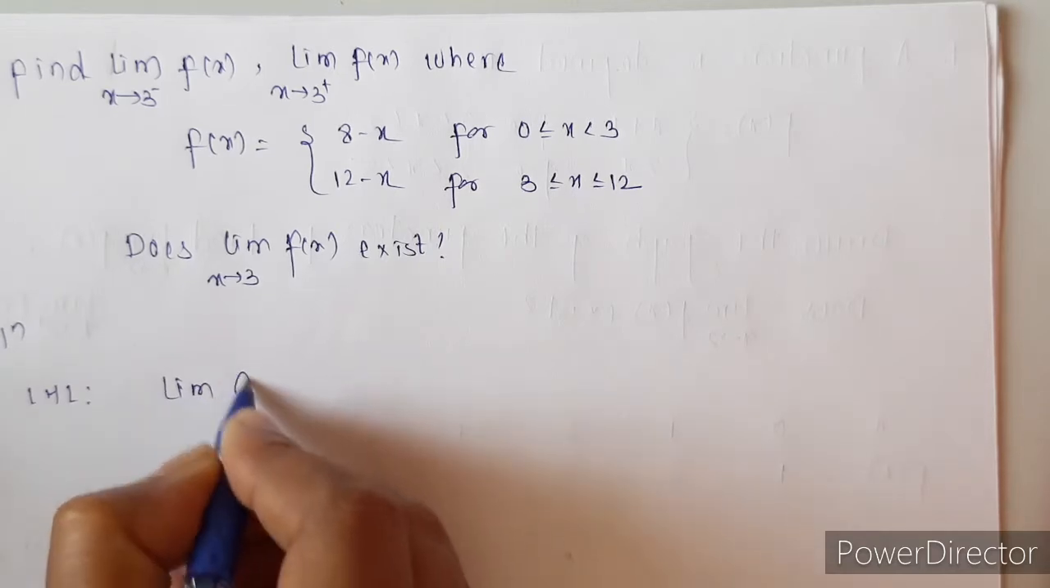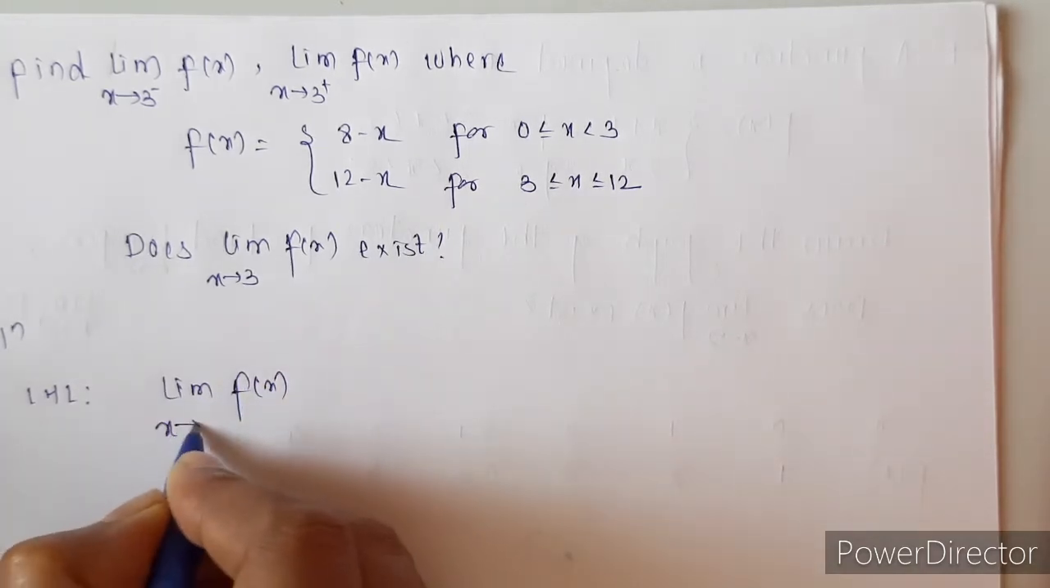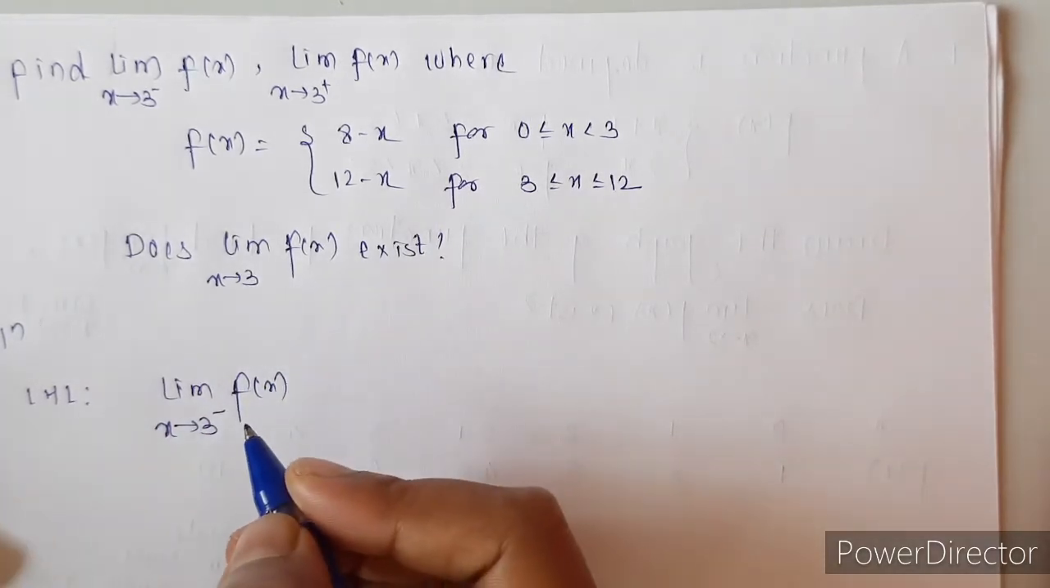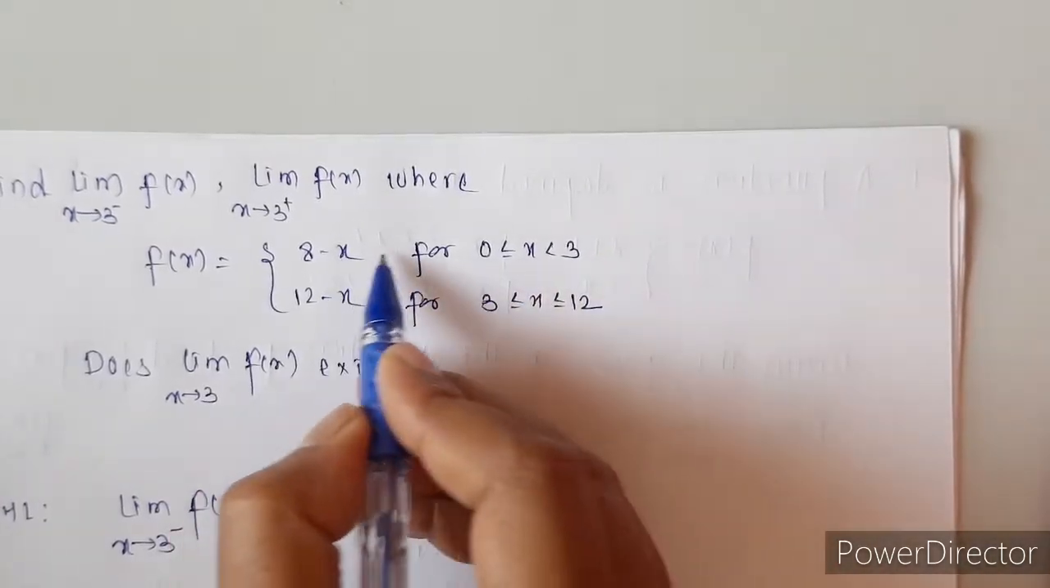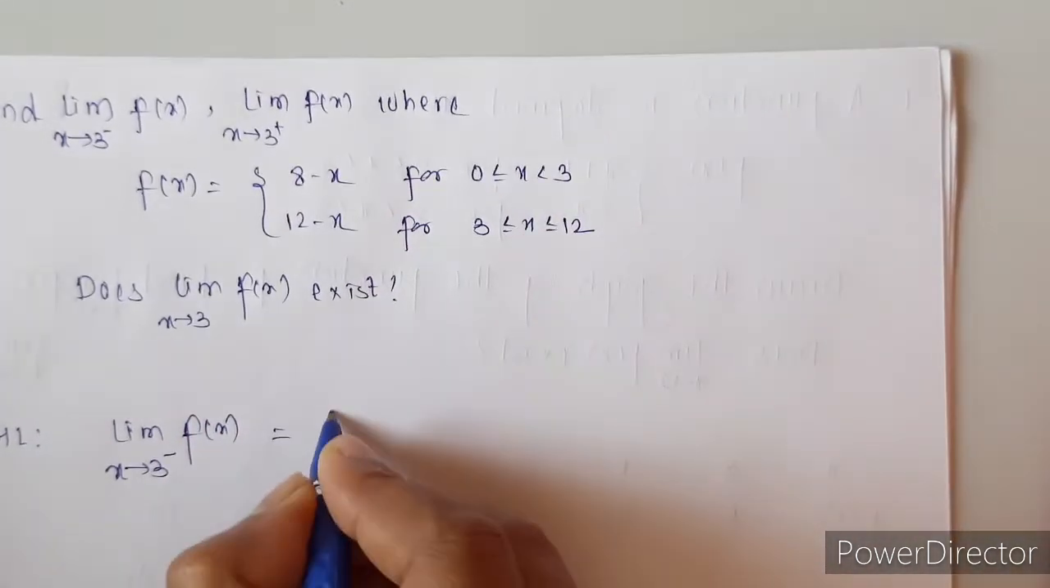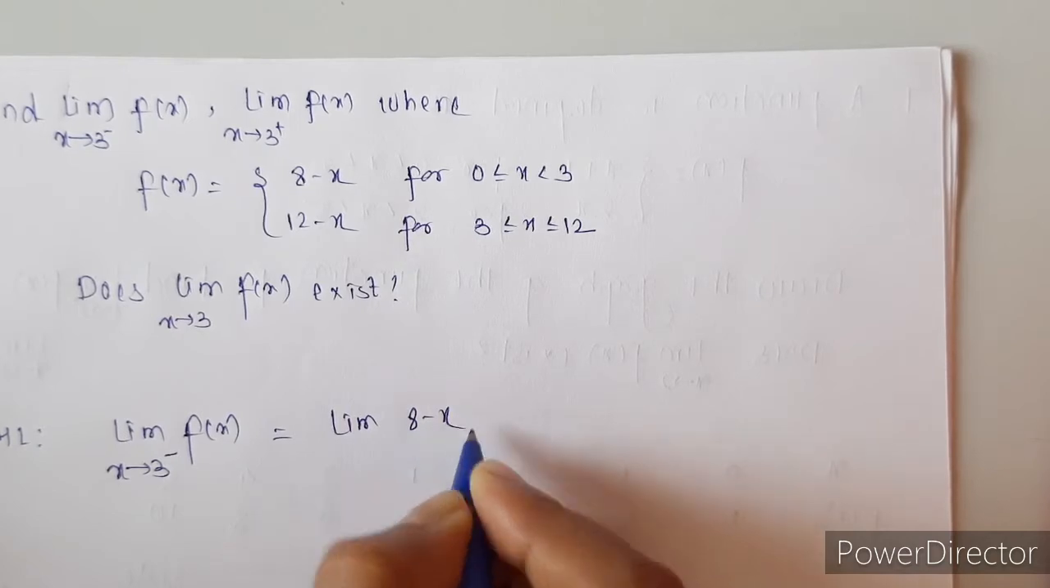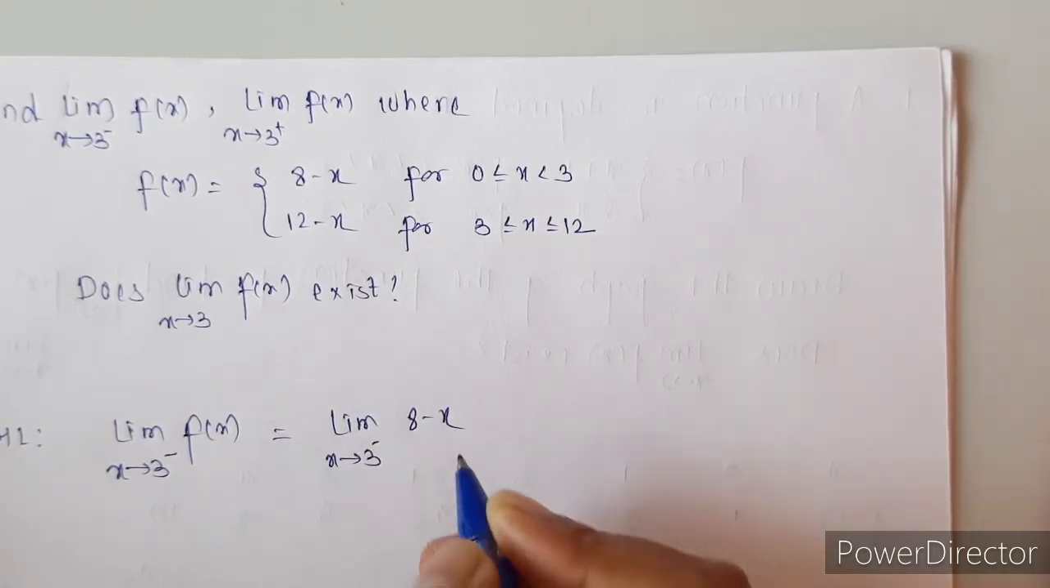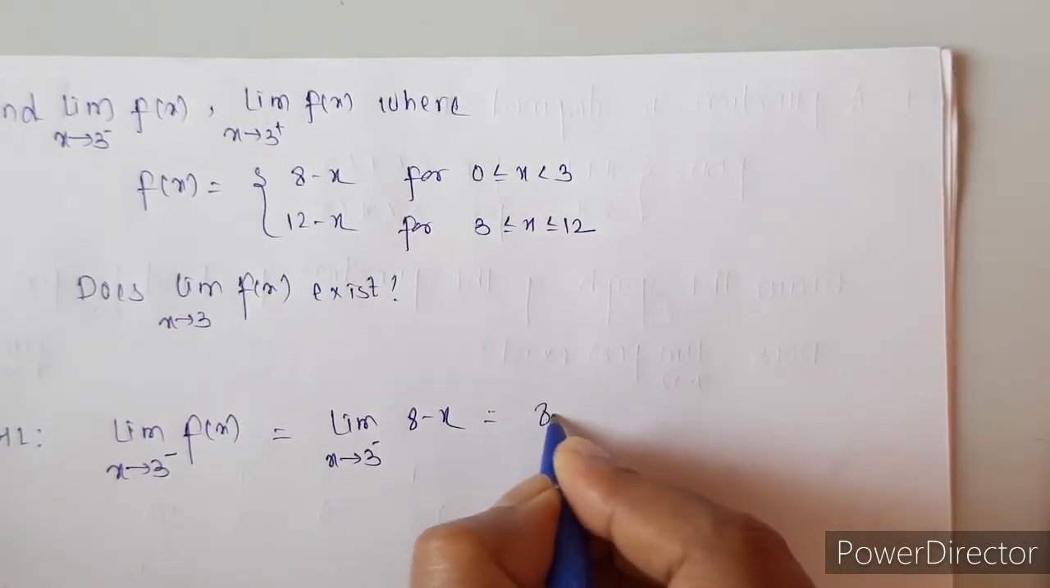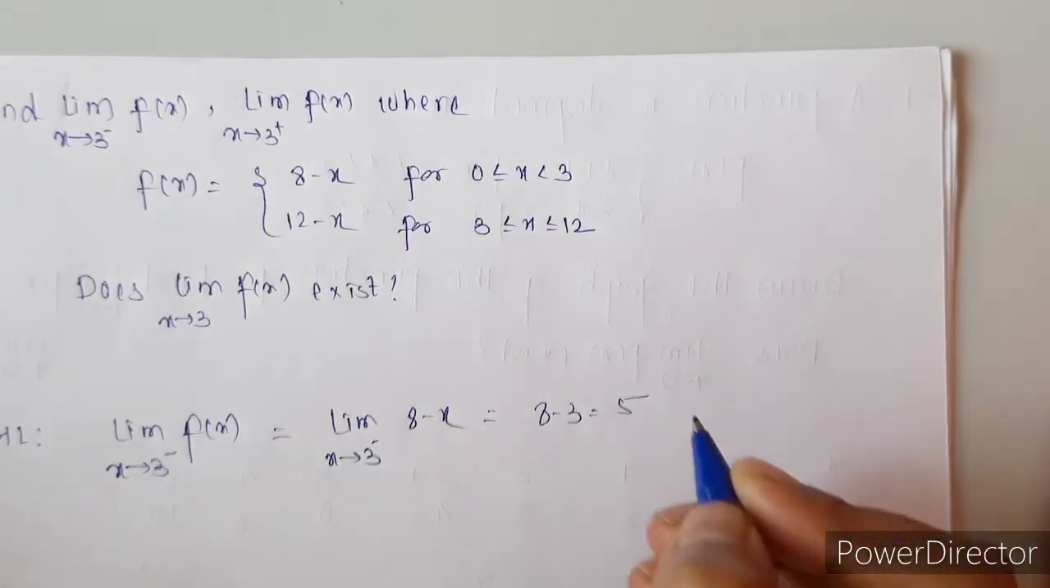Okay. So limit of a function when x is going towards 3 from left hand side. So for left hand side, this is the function defined. So the function defined is 8 minus x when x is going towards 3 from left hand side. So it will be 8 minus 3, which is equals to 5.